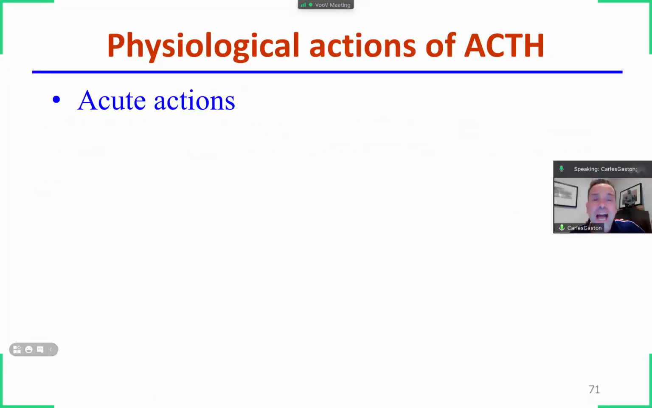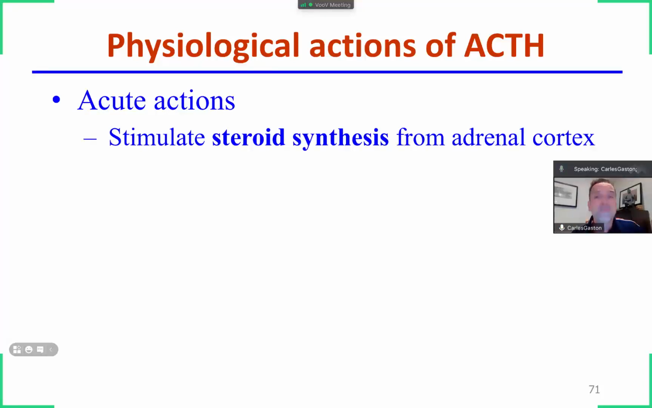So, physiological actions of ACTH. The lecture yesterday was very biochemical, and the names are tricky. All these hydroxylases, carboxylases, but don't worry too much, okay? It's more about understanding the general functions rather than knowing all the enzymes one by one. So the physiological actions of ACTH are two actions, okay? One acute, which basically stimulates steroid synthesis from the adrenal cortex.